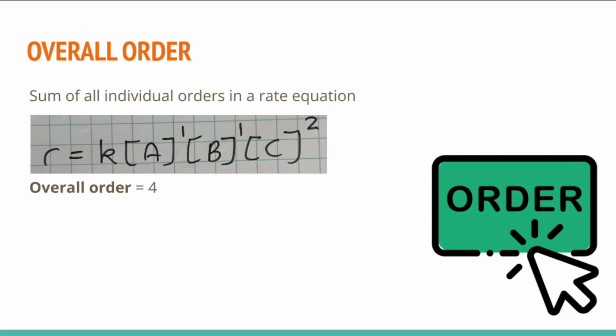But what is overall order? An overall order is the sum of all individual orders in a rate equation. An example is rate equals little k multiplied with first order A, first order B, and second order C. And this means that the overall order is 4.